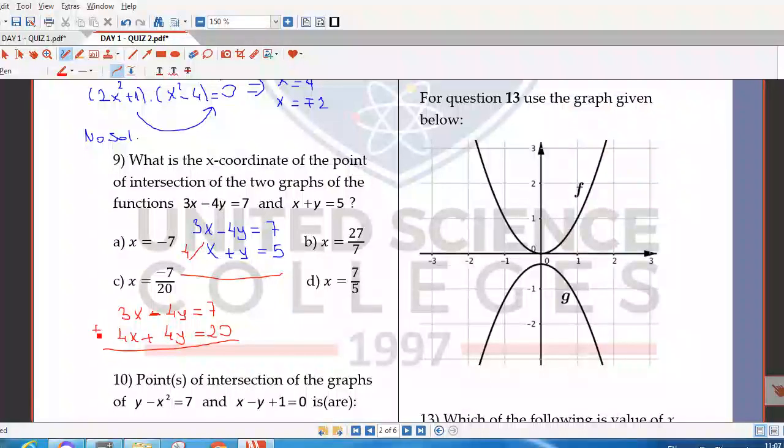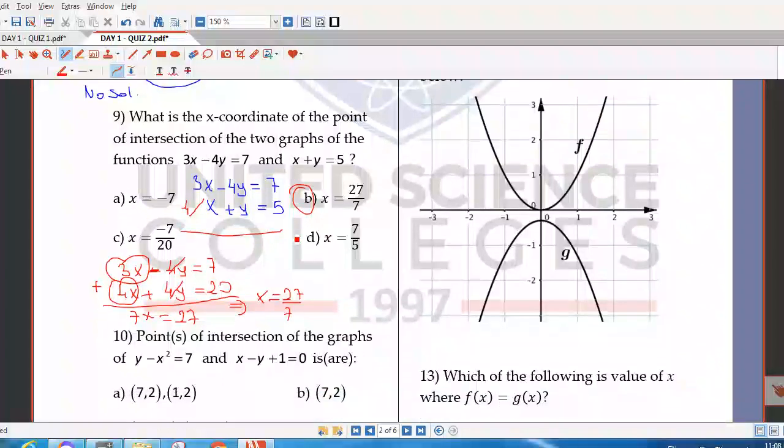If we add side by side, the sum of x will be 7x, the sum of y will be 0, the sum of the numbers 27. If you write x alone, 27 over 7 is the answer. The answer of question 9 is B.